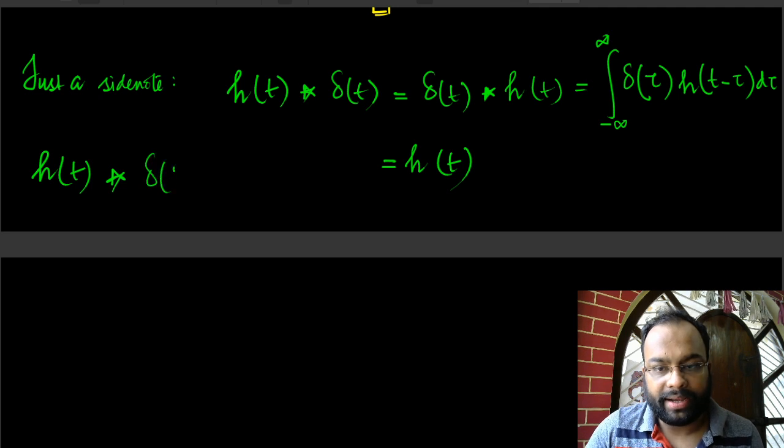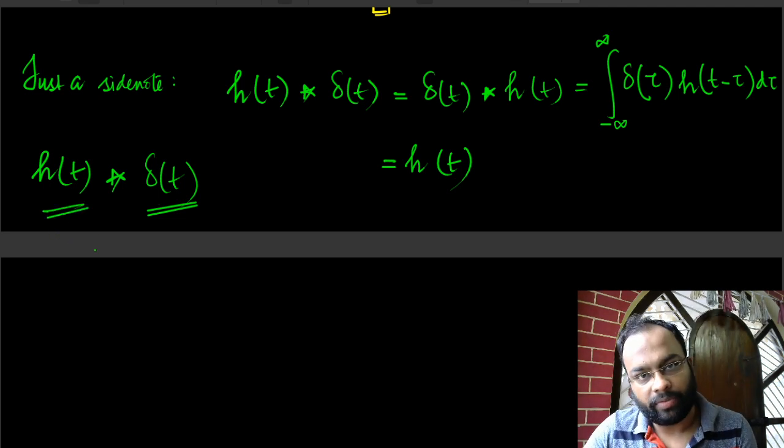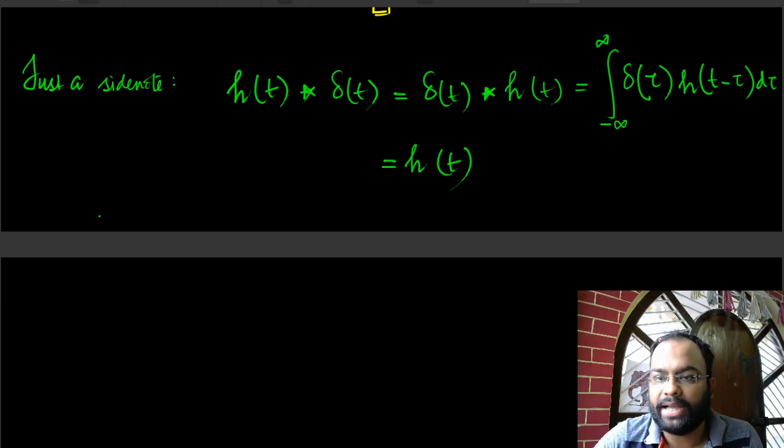But when delta t is the input, what is the output? The impulse response itself, because impulse response means the output when the input is the impulse, right? Now of course this is the input now, and the input is the impulse, so the output is going to be the impulse response itself. So from that sense, this is h tau as well.